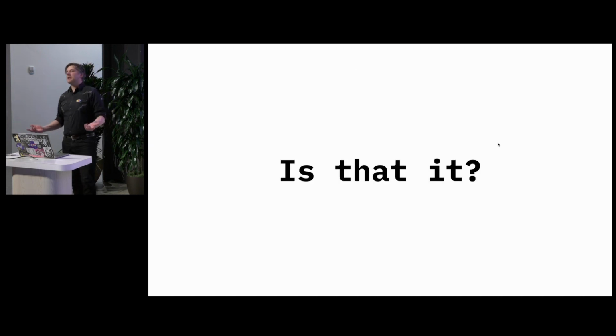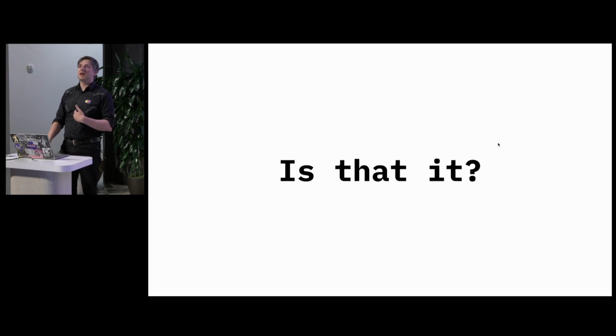Now, so is that it? Is that all we can do? Well, right now, even though it's the main use case, and like I said, it is very powerful, there's a lot more that we can do. And we're seeing some of these new use cases emerge. And these are the things that I'm most excited about.